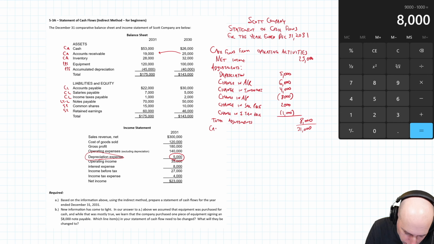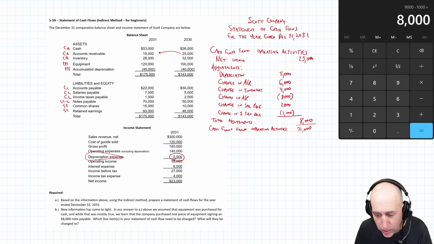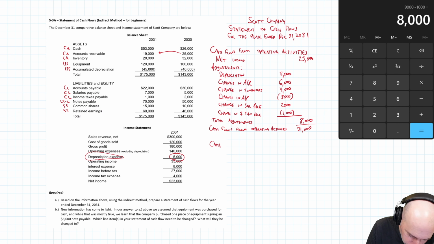$31,000. So cash flows from operating activities is 31,000 positive. Let's continue. Let's do cash flows from investing activities.